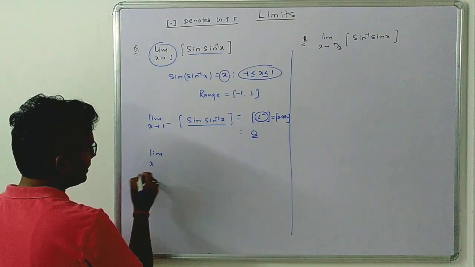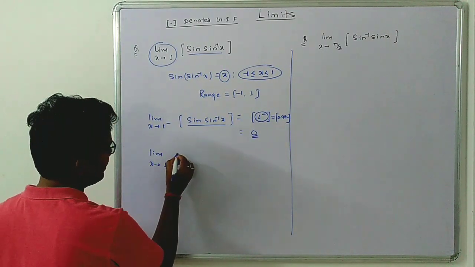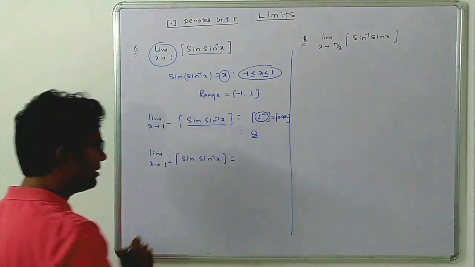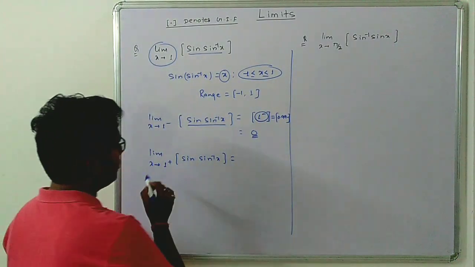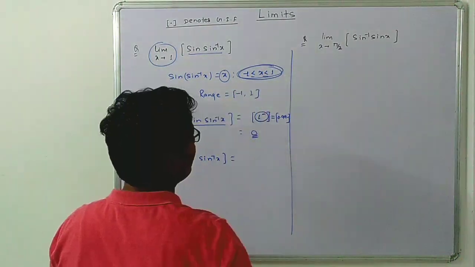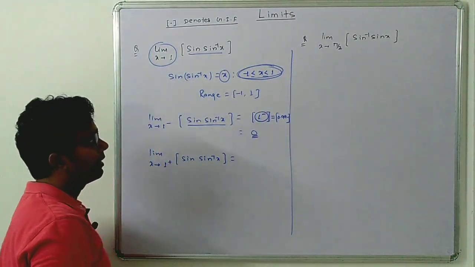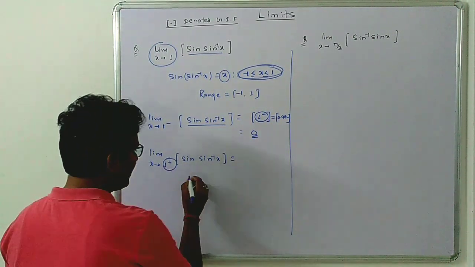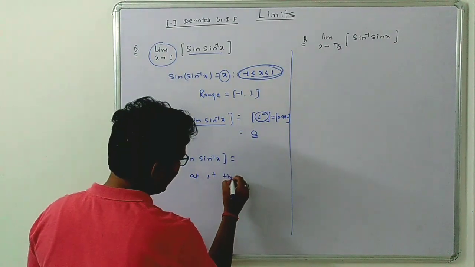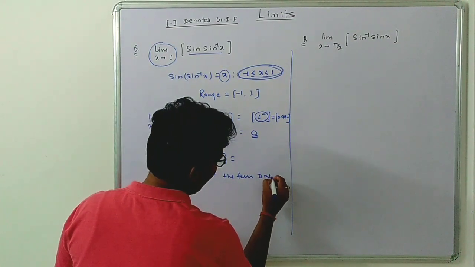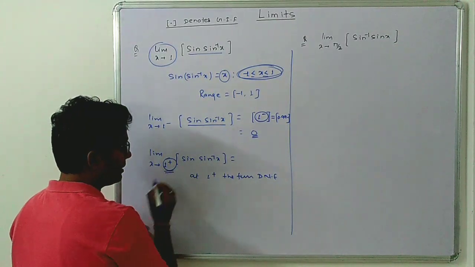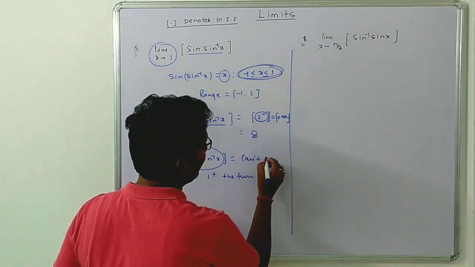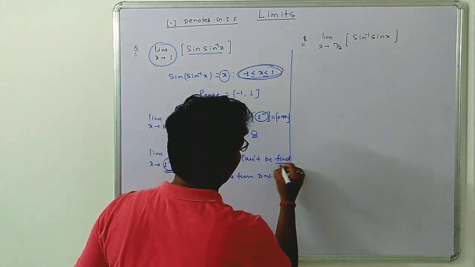Now next, can we find limit x tends to 1 plus of sine inverse x? Yes or no? The question is yes or no, right? First of all we have to check its domain. Is it going beyond the domain? Yes, it is going beyond the domain. So at 1 plus the function does not exist. The function is not defined here, so we cannot find its value, right? It cannot be found.